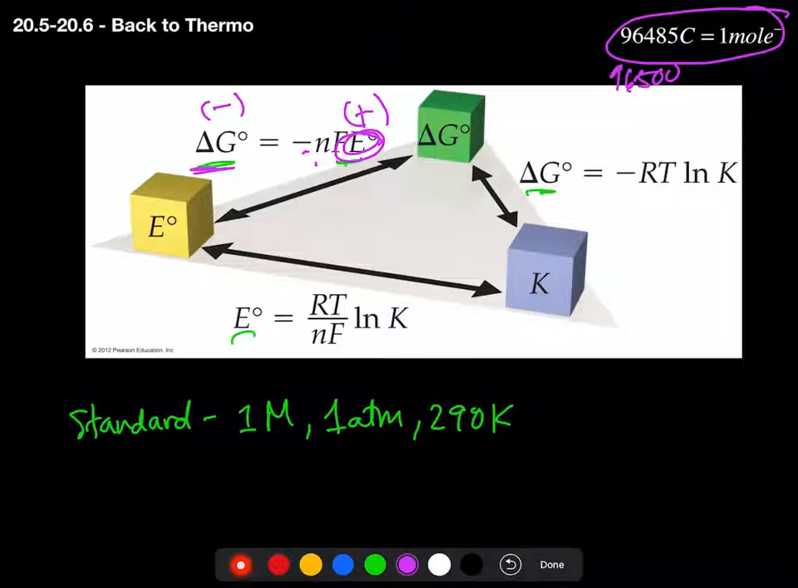Going over here and tying together G and K, this we talked about previously, where if G is negative, for example, that means K is going to be greater than 1, meaning it favors the formation of product. K is approximately product over reactant. That's how we can think about it. There are exponents and other things to think about, but that's our equilibrium constant.